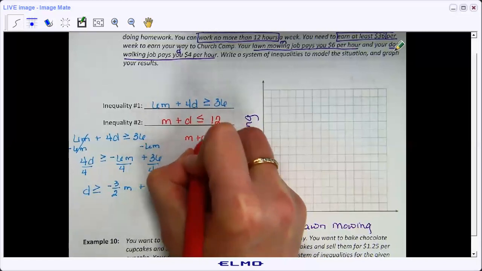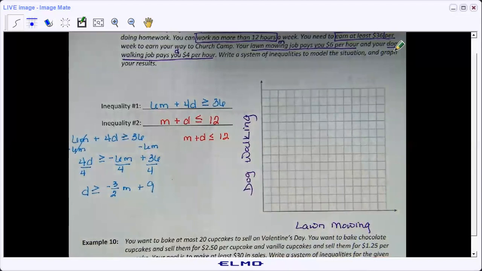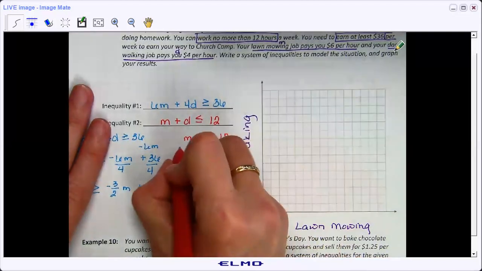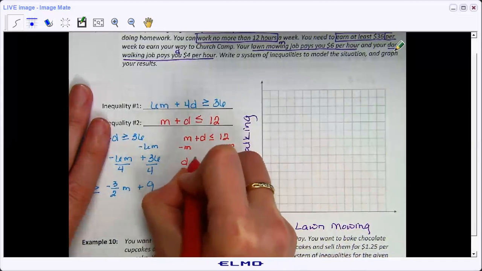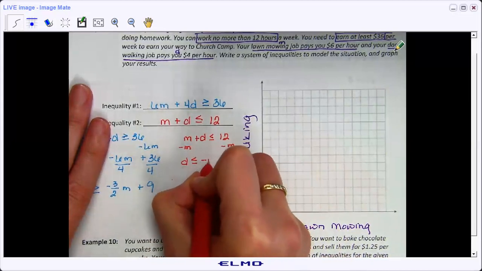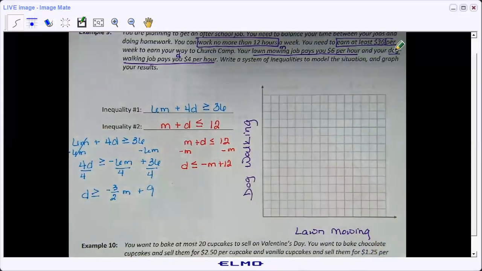m plus d is less than or equal to 12. We want to isolate the d. So we're going to do what to both sides? Subtract m. So d is less than or equal to negative m plus 12. And we're done turning them into slope intercept.